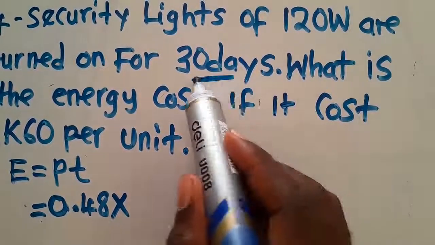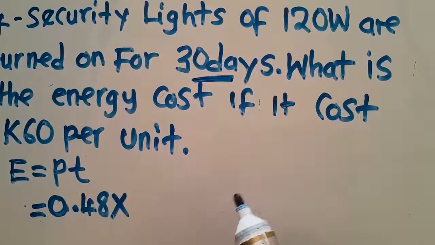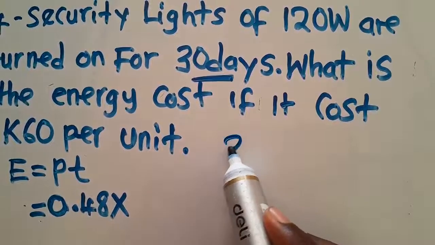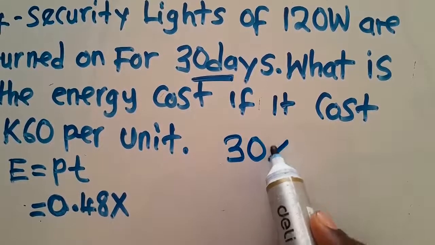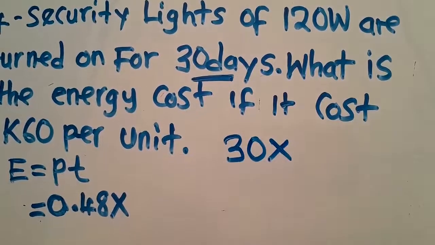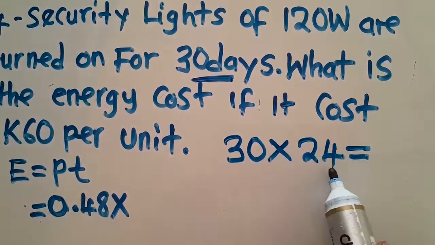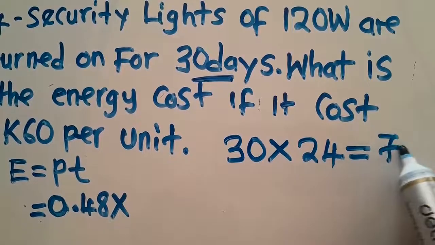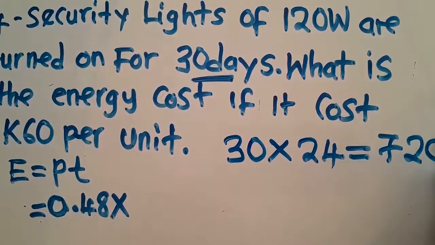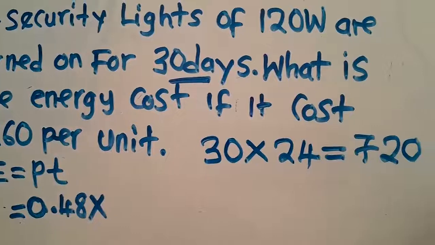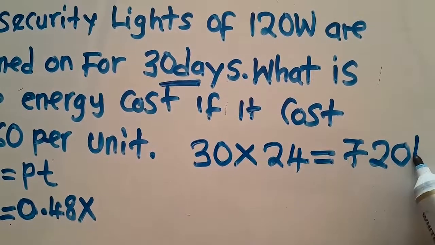The time is 30 days. So you convert 30 days to hours. How do you convert 30 days to hours? You know that these are 30 days. So you say 30 times, how many hours are in a day? That's 24. So you just say 30 times 24. You are going to get 720 hours.